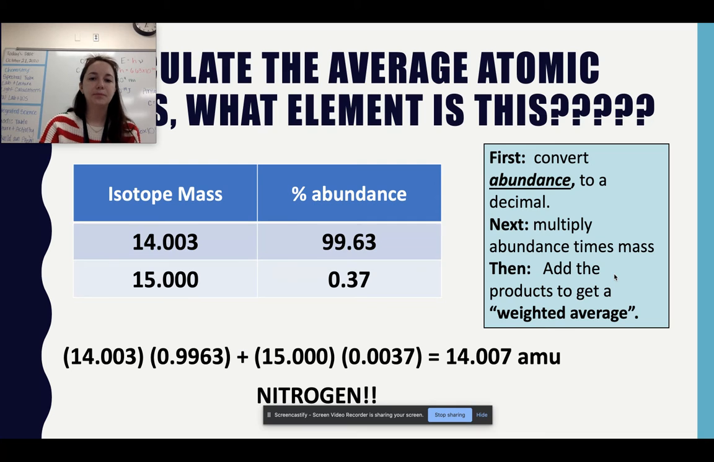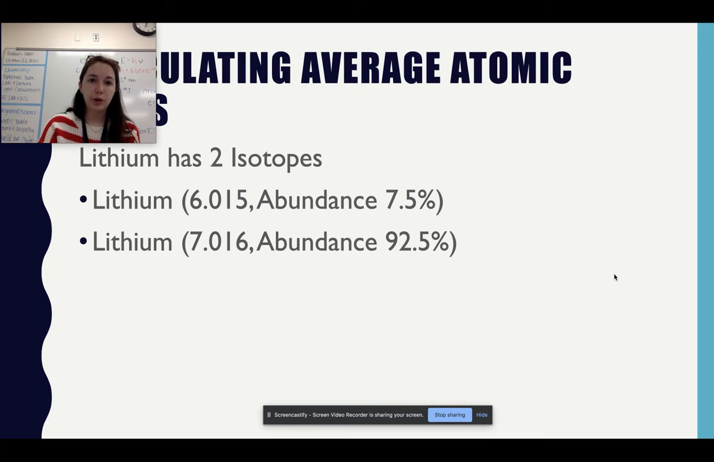Okay. So now you try this one on your own. It's calculating average atomic mass. I give you the atom, so all you have to do is calculate the mass. So lithium has 2 isotopes. So you're going to do 6.015 with an abundance of 7.5% and 7.016 with an abundance of 92.5%.